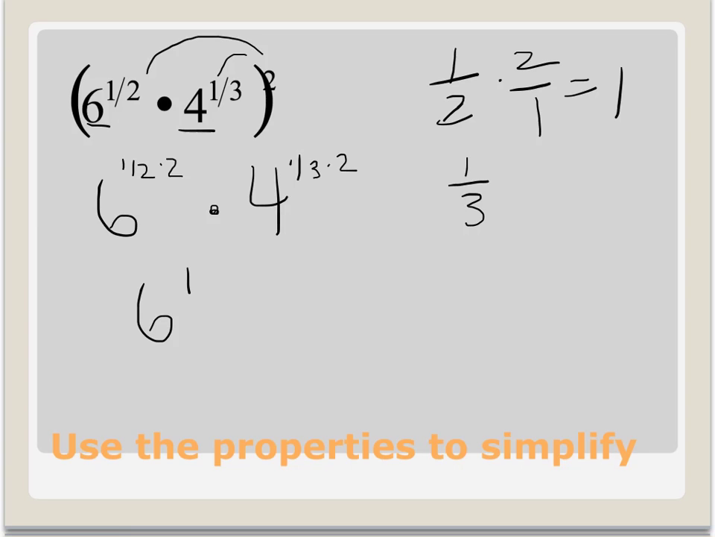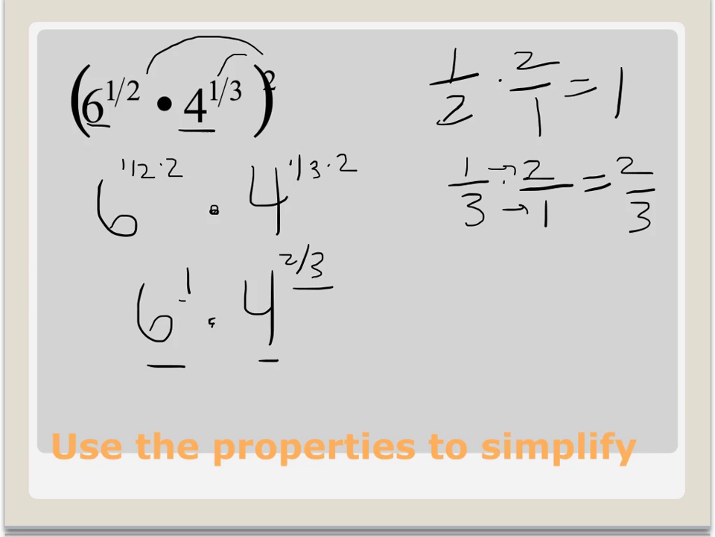And then 1/3 times 2 over 1, that's 2/3. Remember, we multiply across. So that's going to be times 4 to the 2/3 power. And remember, we cannot combine these bases together because this has an exponent of 2/3 and this has an exponent of 1. We cannot combine them together. So we get this.